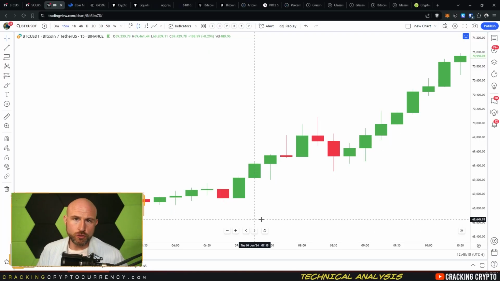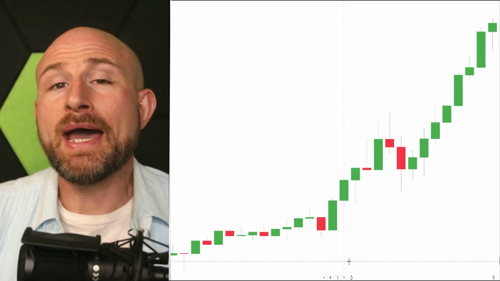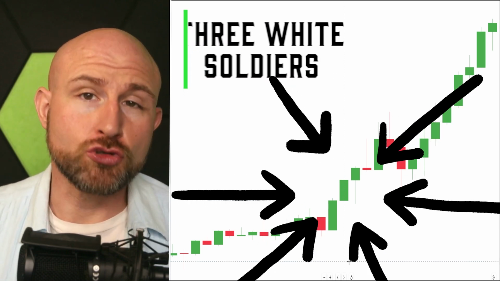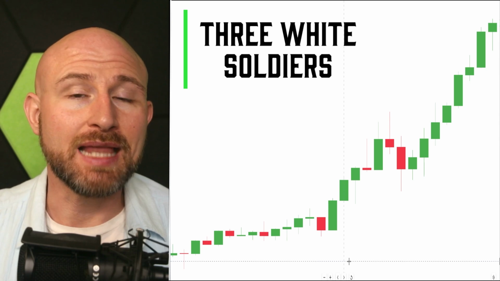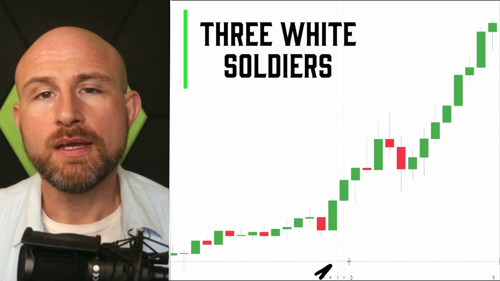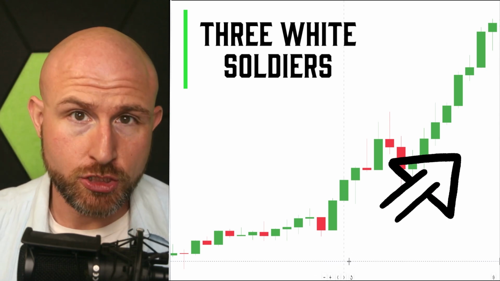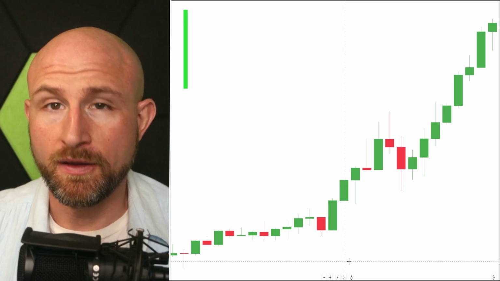The three white soldiers is a common bullish pattern, consisting of 3 consecutive long bullish candles, often with small wicks. This pattern indicates that buyers are very strong and that sellers are unable to stop their advance, evidenced by the lack of wicks to the downside generally. This pattern indicates the initiation or continuation of a bullish trend.